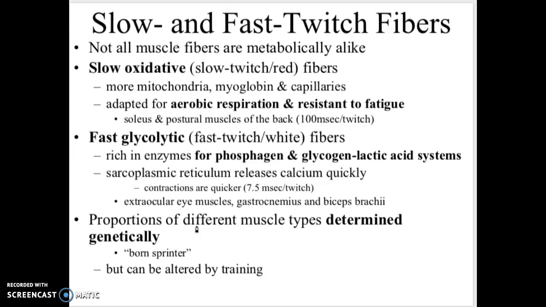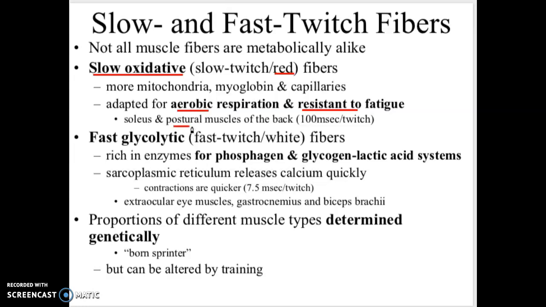So there are different types of muscle fibers. You guys have probably heard of fast and slow twitch muscles, and that is what we will discuss here. The first type is called slow oxidative, or these are also red fibers. Slow oxidative fibers are really good for long-term activity. They are very resistant to fatigue, and they run basically only on aerobic respiration.